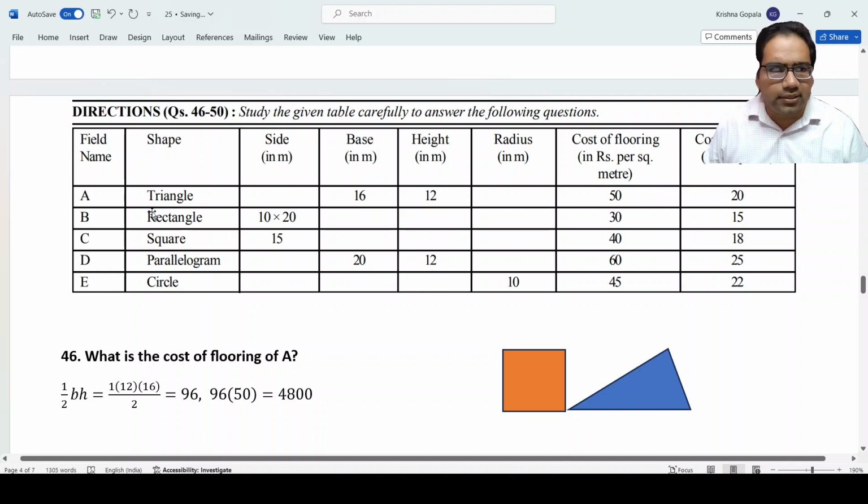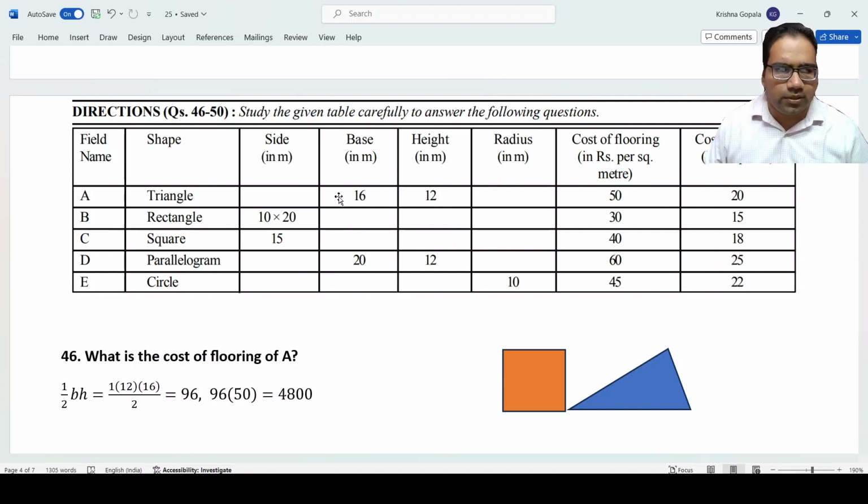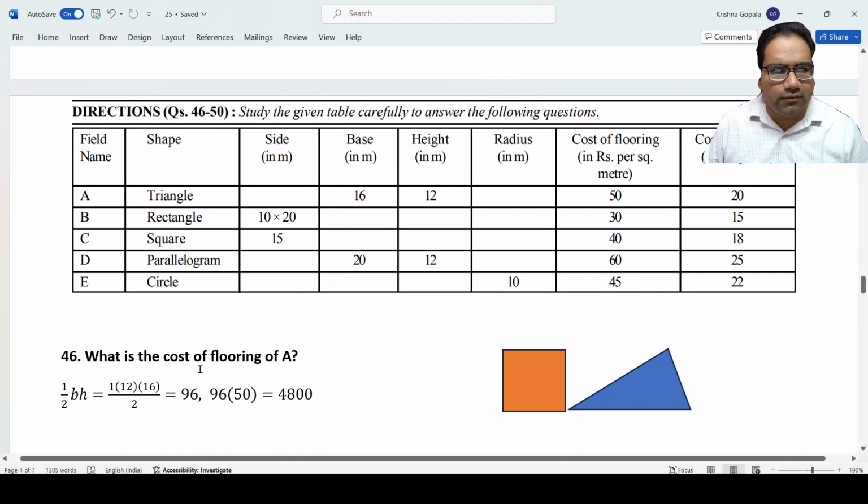Now what they are asking, A is a triangle. What is the cost of flooring of A, which is a triangle? We know the area of a triangle is half of base into height. That we all know, right? Here what is given: half of base into height. Base is 16, so 16 into 12 by 2, that is 8 times 12, which is 96.